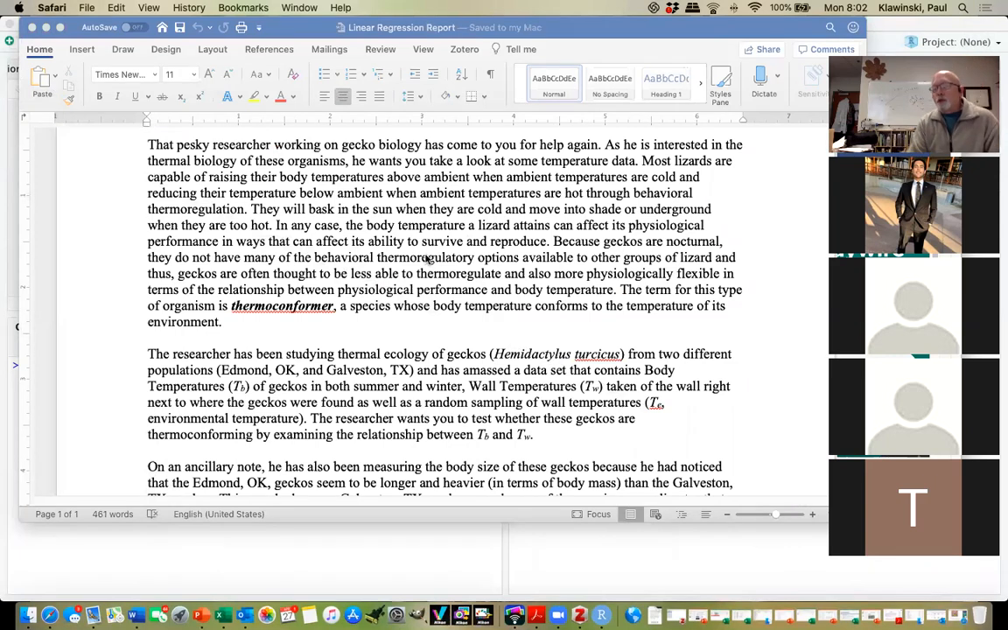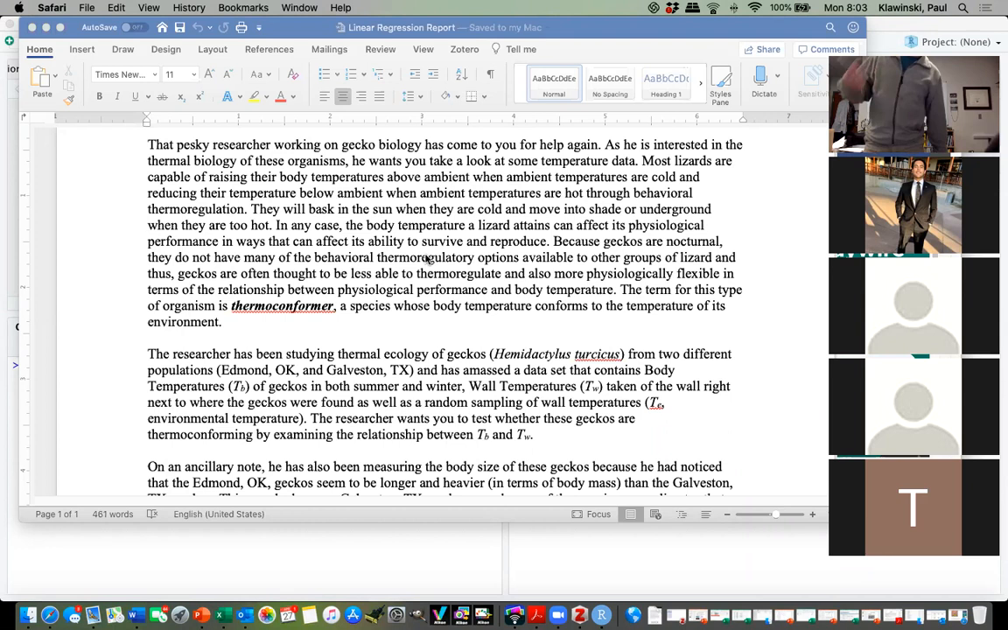So the question that this researcher has is, are they thermoconforming or are they thermoregulating? If they're thermoregulating, they're behaving in a way that is atypical for a nocturnal gecko. And if they are thermoconforming, it's kind of what we would expect. But in order for them to be thermoconforming, you should expect a relatively high R-square value between body temperature and, in this case, wall temperature. And you should also expect to see a slope at or close to 1.